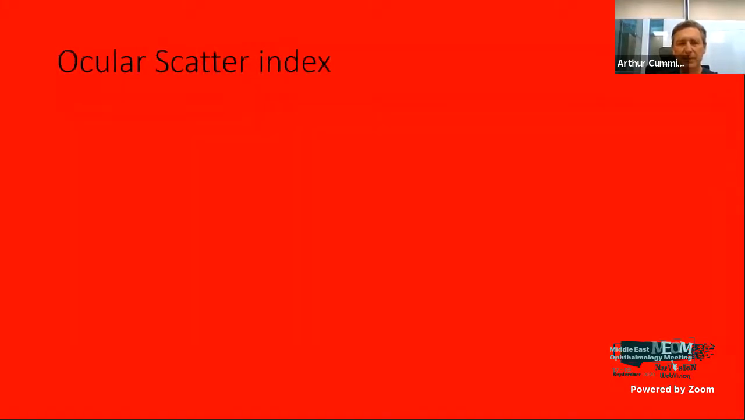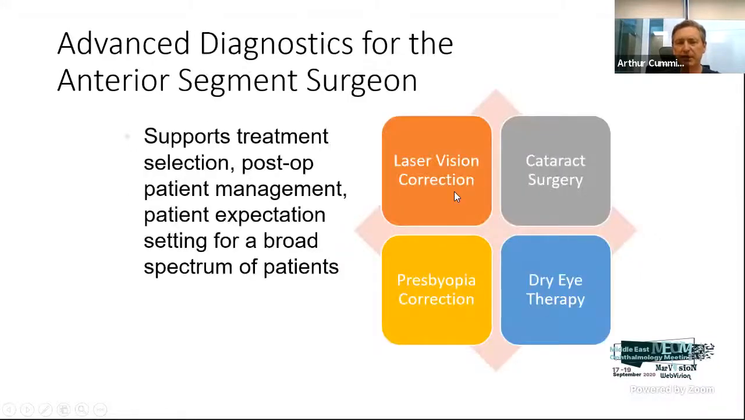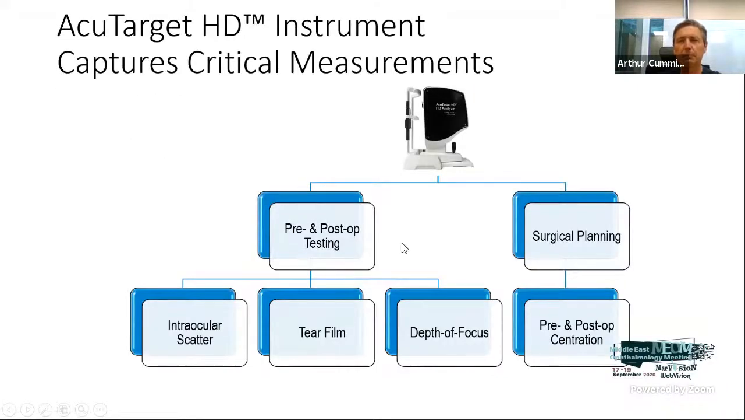Ocular scatter is an important one that I want to spend a little bit of time on. The device we use is the AccuTarget or the HD Analyzer, and it's a device that really helps you see what the patient is seeing. And it often helps you select the best treatment for a broad spectrum of patients. You can use it for laser vision correction, cataract surgery, dry eye, presbyopia correction. So it's got a wide application, both helping you plan what to do up front, but also when you have an unhappy patient, helping you figure out what's happening.